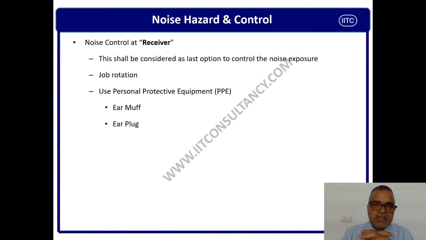Noise control at the receiver. This is very important. This is the last resort of the hierarchy of control. This is the last one. You need to put in job rotation. You need to put in administrative control. You have to provide ear muffs. You have to say to use ear plugs.